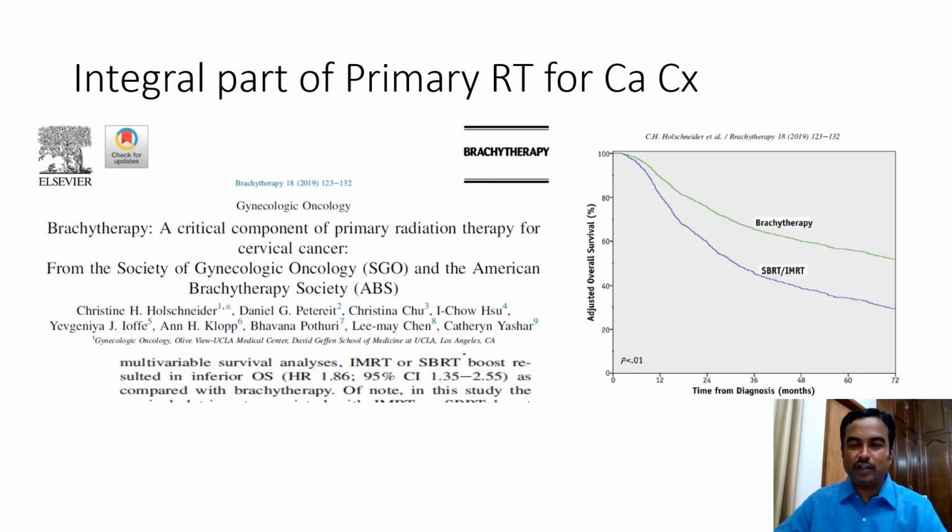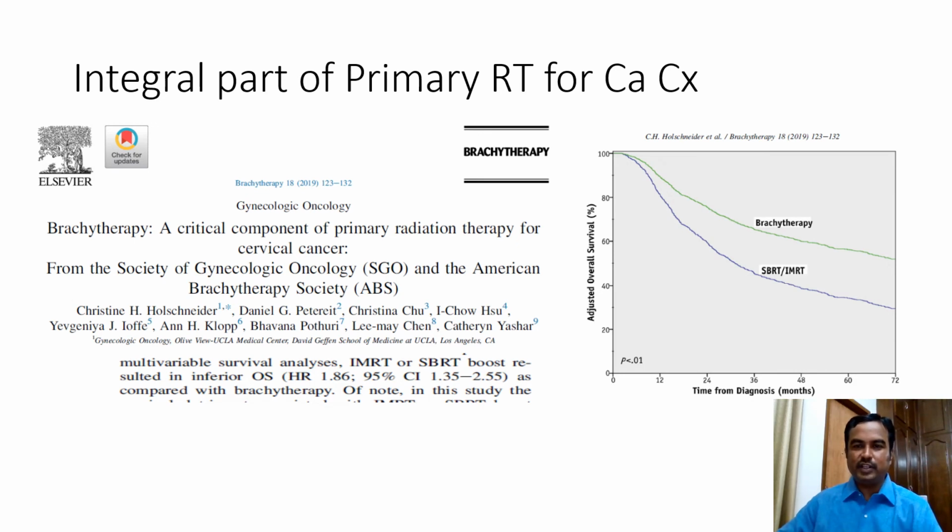So this is a paper which was published in 2019. This paper shows the integral part, I mean, the role of brachytherapy in the treatment of primary cervix. Here they have compared two groups of survival of patients which were treated with brachytherapy and external beam alone. So the inclusion of brachytherapy in the treatment of cervix has a significant improvement on the overall survival of the patient.